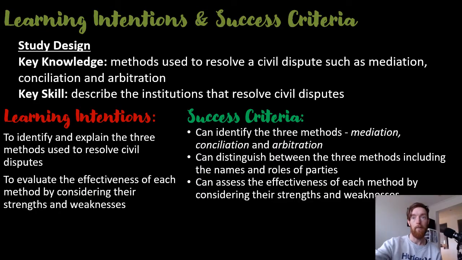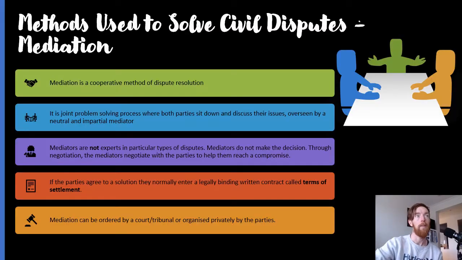All right, so some learning intentions and success criteria. We're aiming at some methods to resolve civil disputes such as mediation, conciliation, and arbitration. And our key skill is to describe the institutions that resolve civil disputes. So we want to be able to identify and explain 3 methods used to resolve civil disputes and to evaluate the effectiveness of each method by their strengths and weaknesses. With each of them, it's going to be strengths and weaknesses. That's going to be a discussed question on a SAC probably. So let's get straight into it.